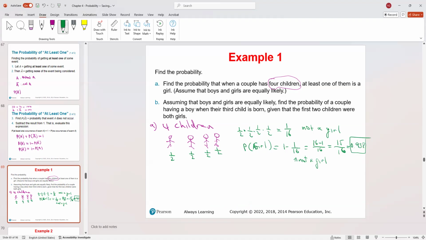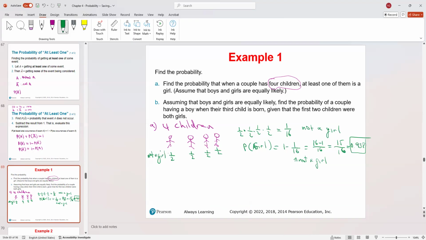So the first thing is to find the probability it's not a girl. Okay, not a girl. 1 out of 2. 1 out of 2, it may not be a girl. Okay, so if it's not a girl, then we need to do it this way. That's the first example. But for the second one, you need to assume that boys and girls are equally likely.